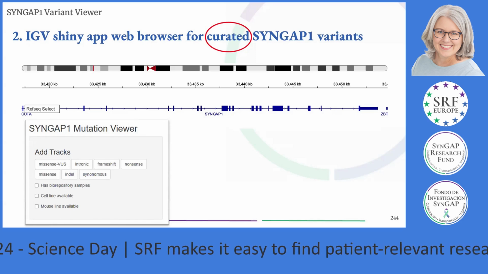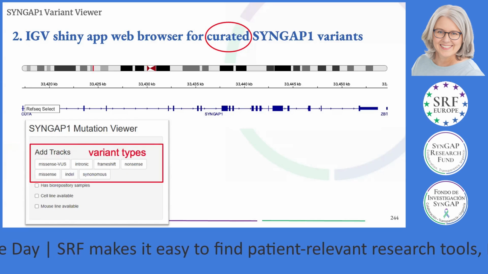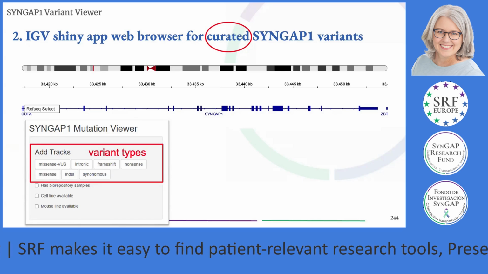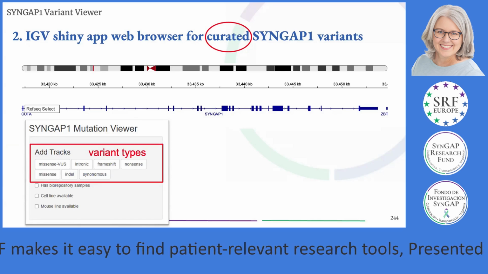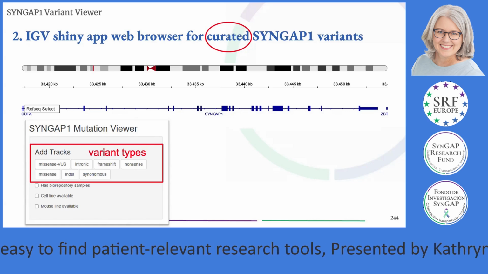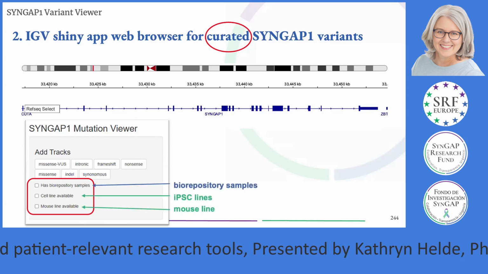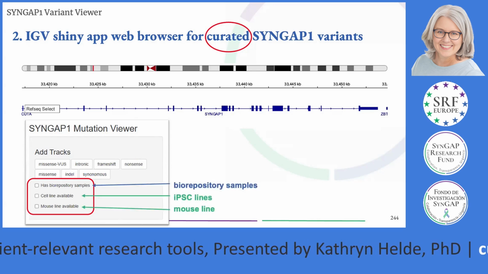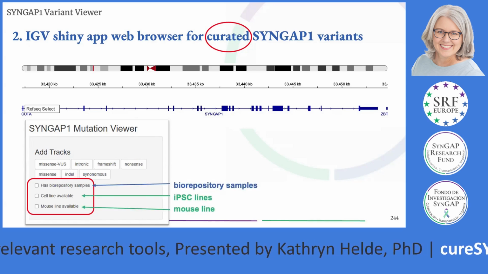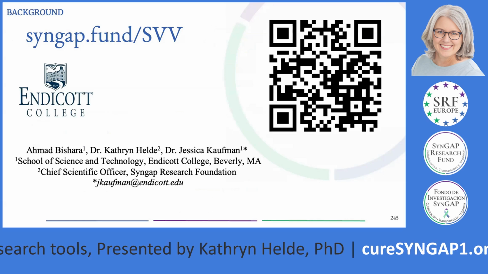And like other viewers, you can add tracks, and in this one, you're going to add tracks as variant types. So if you're only interested in protein truncating variants, you can just add those. If you're only interested in missense, you can just add that. The other thing you can do is filter it by whether it has an associated biorepository sample or not, whether it has an iPSC line, whether it has a mouse line.